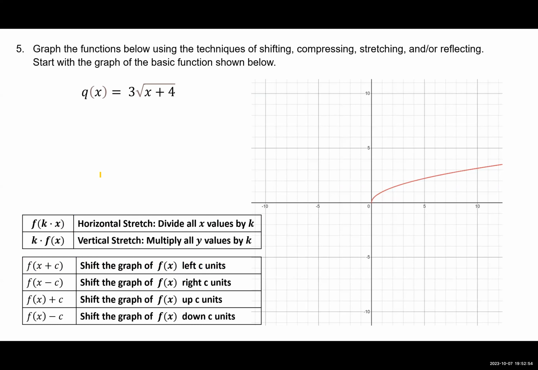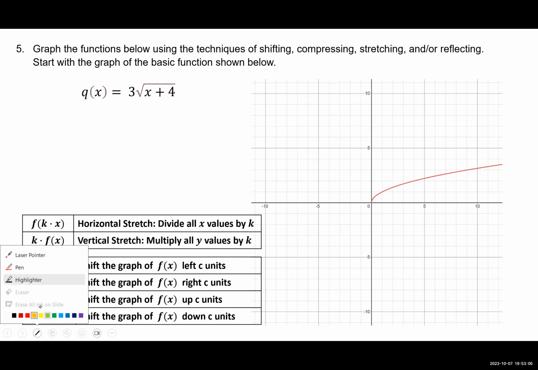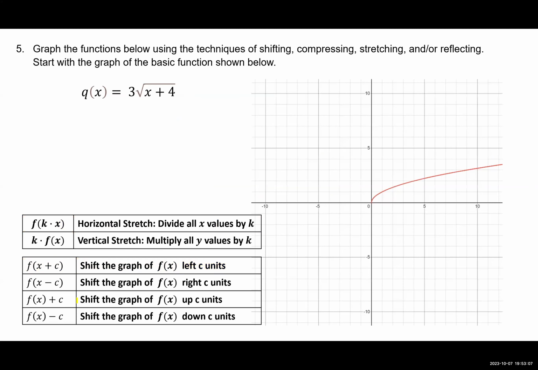Okay, now we're up to q of x. We started with f and g and h. Now we're up to q of x. We've got 3 times the square root of x plus 4. Well, the plus 4 on the inside, that's something we've seen before. So we're definitely going to be using a shift to the left, right? A plus addition on the inside, that is a shift in the horizontal direction.